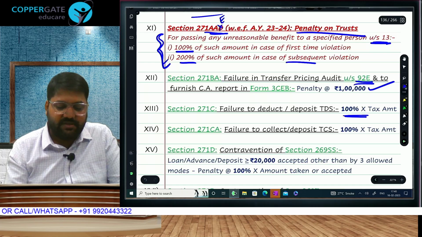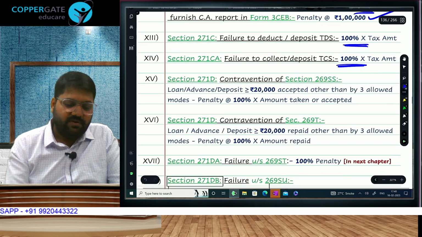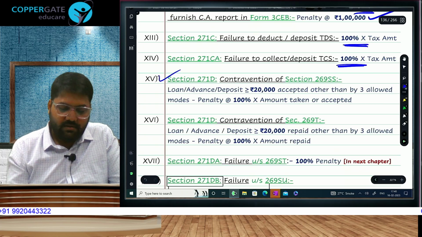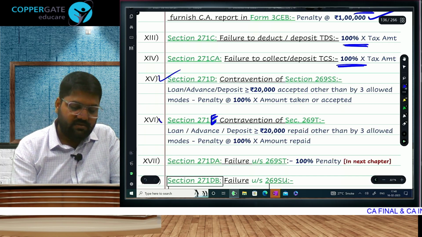Failure to deduct or deposit TDS or TCS, 100% of the TDS or TCS amount. 271D, sorry again, isme to mistake nahi hona chahiye tha.